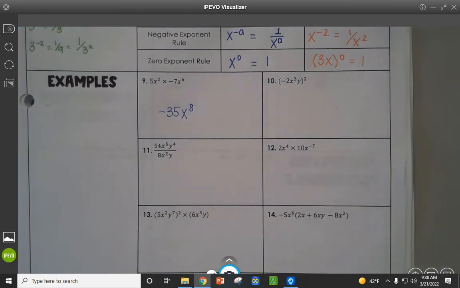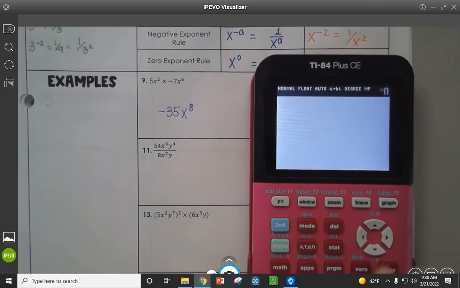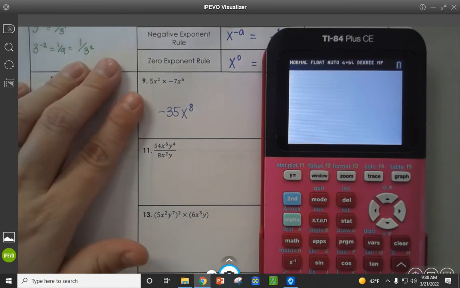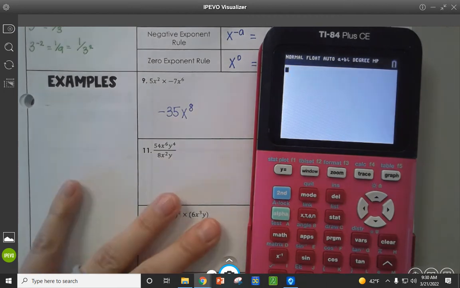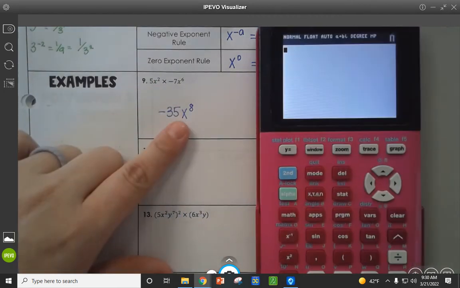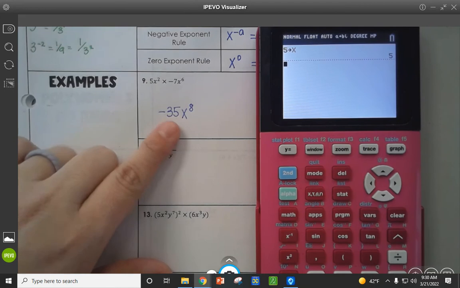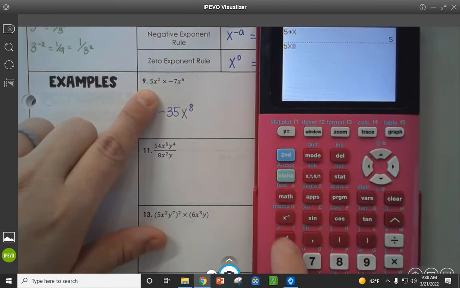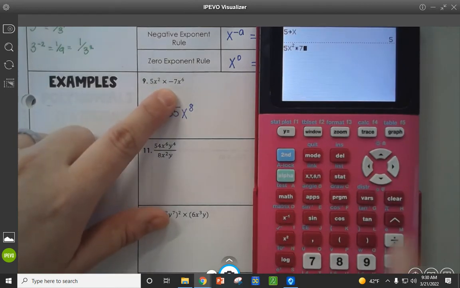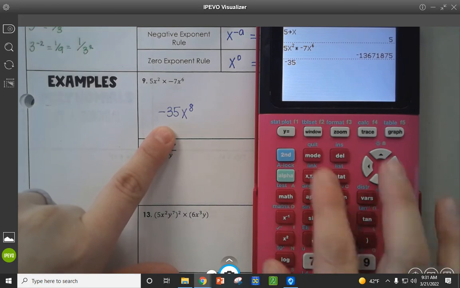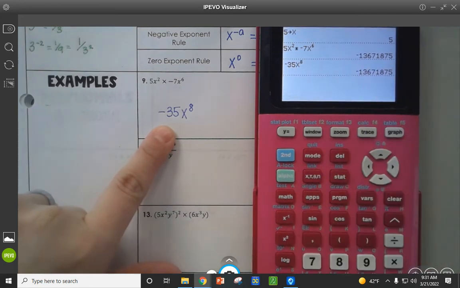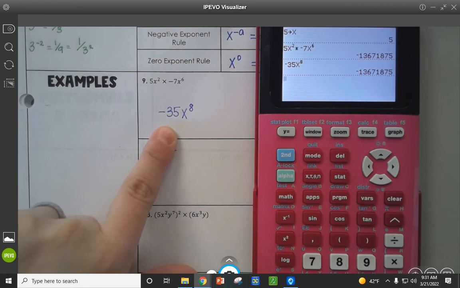So I want you to get in the habit of checking your answer. Something you can do is store any number for x. It doesn't matter. I wouldn't pick a big number, so like 5. 5 store x. And if I type in 5x squared times negative 7x to the 6th, and then I type in negative 35x to the 8th, those numbers should match. If they match, you did it correctly.